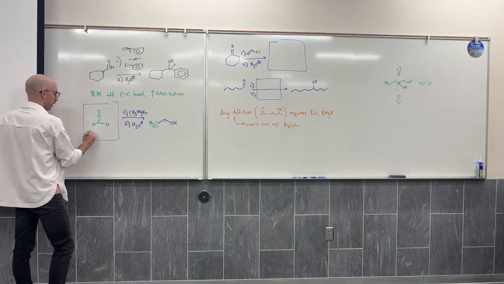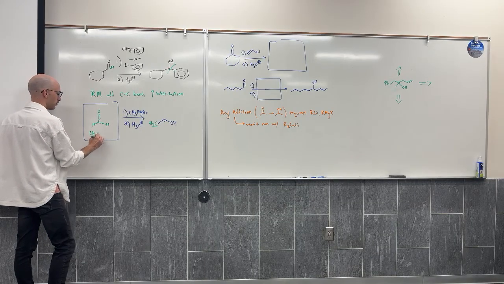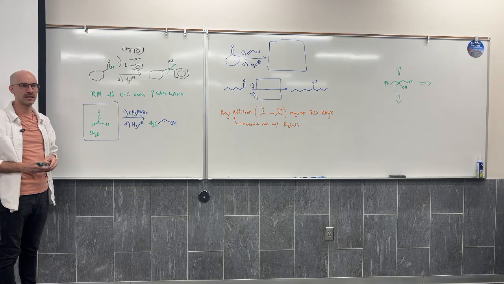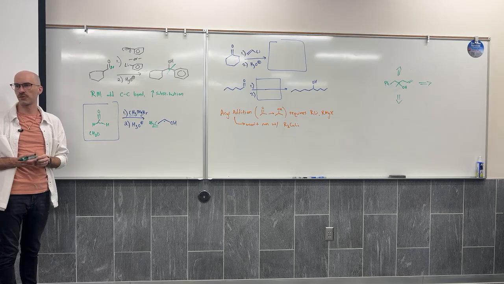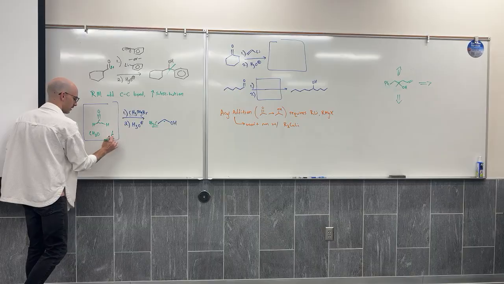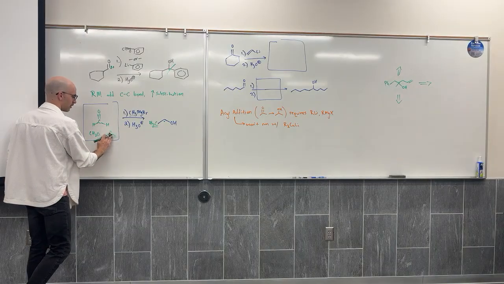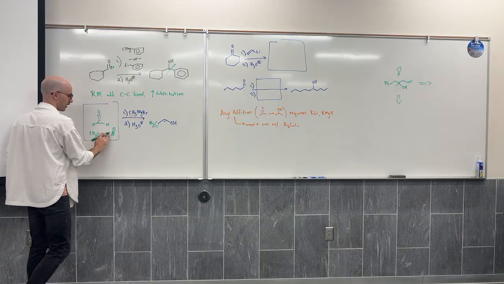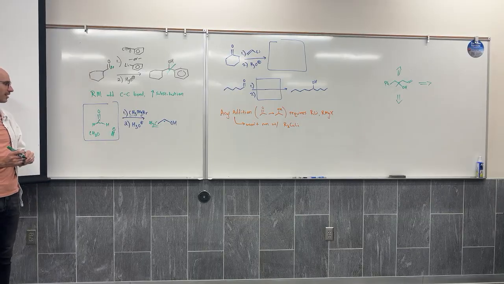Other ways that you could draw this: CH2O is another common abbreviation for formaldehyde. It's not wrong for those of you that even drew it just like this, just a double bond to O. That is technically following all of our bond line rules. Just looks funny.